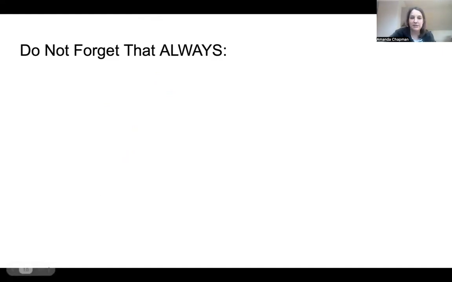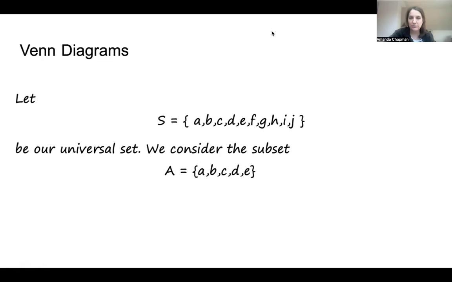Okay, so next is Venn diagrams, one of my favorite things, and I'm super excited for Venn diagram problems in class. So when we talk about a universal set or a big set, they often use the letter S for sets. Get it? S, sets. And this one has the elements A, B, C, D, E, F, G, H, I, J. So we also have a subset A, and that subset has A, B, C, D, and E only.